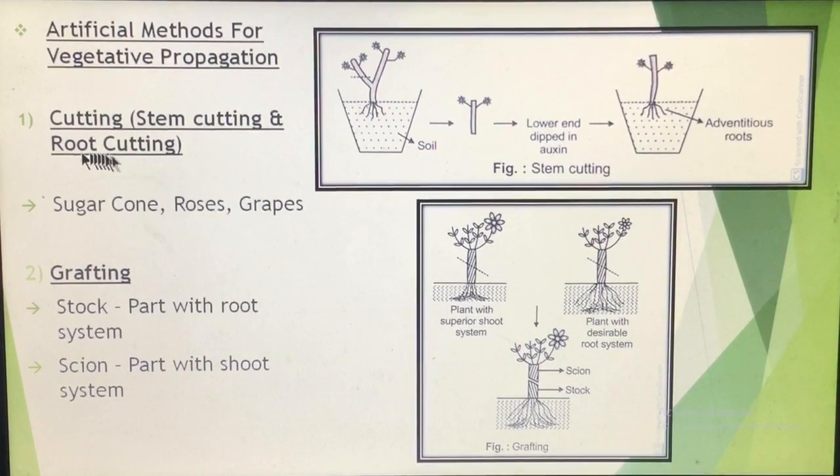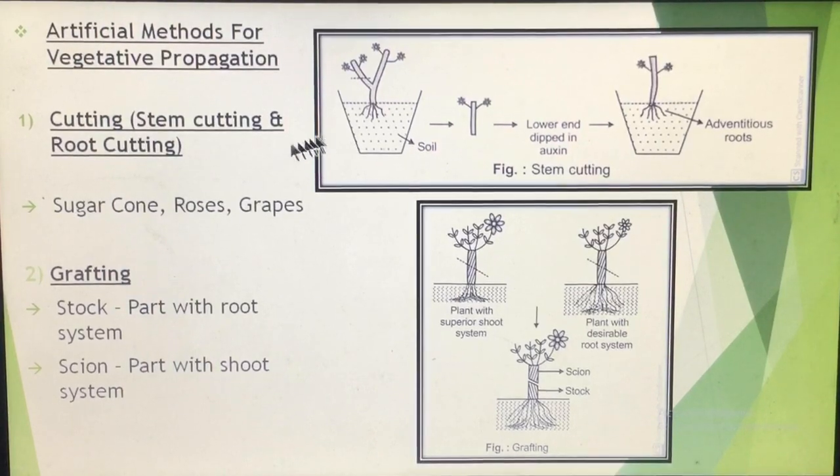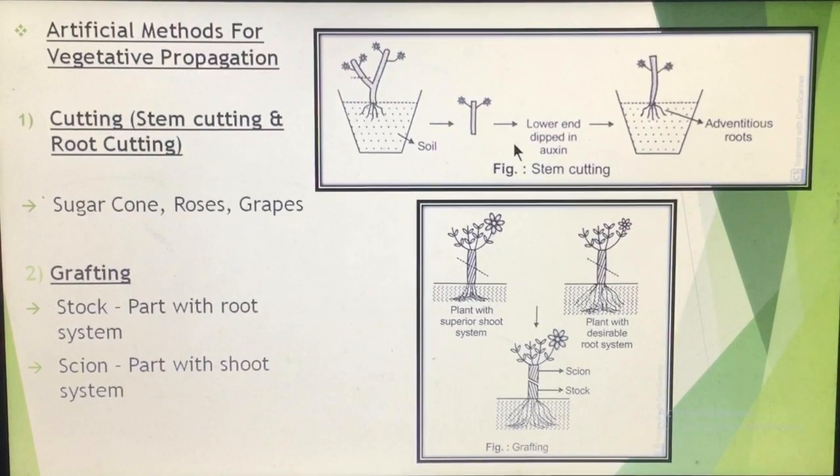The root cutting is the same as that of the stem cutting. The only difference is that instead of the stem, the root of certain plants like lemon is taken out, and if this root is dipped in the plant hormone and grown into the soil, a complete plant comes out from that root. So these are the cutting methods, stem cutting or root cutting.